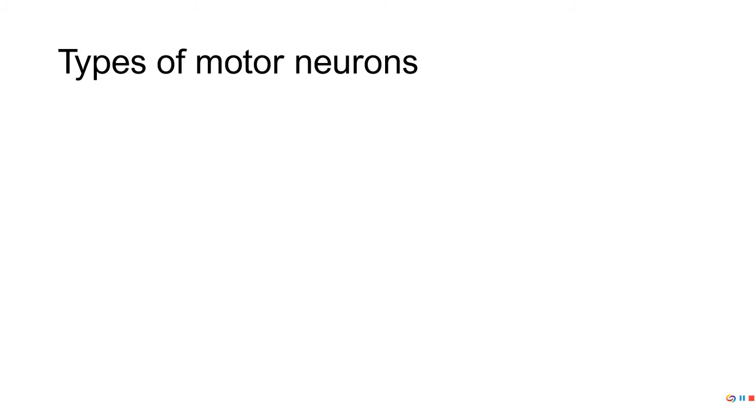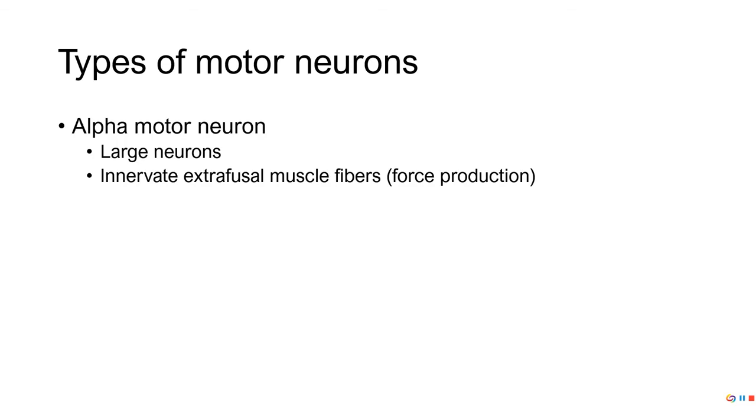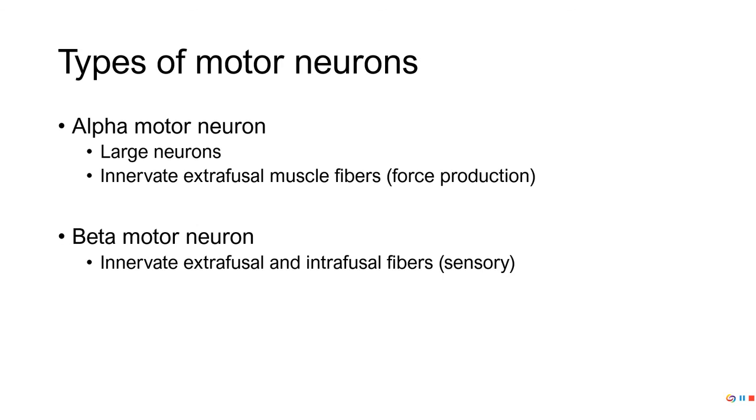Okay, now there are 3 main types of motor neurons. Most of the time when we're talking about motor neurons, what you think of are alpha motor neurons. These are large neurons that activate what we call the extrafusal muscle fibers, or just what you think of when it comes to a muscle. These are the ones that stimulate force production. Okay, then we've got beta motor neurons, and these activate or innervate extrafusal and intrafusal fibers.